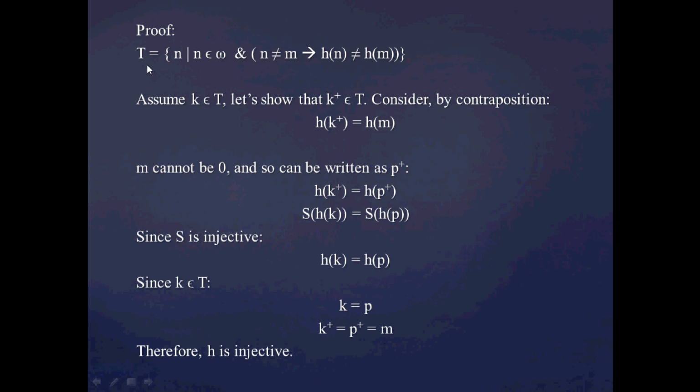It's an inductive subset of the natural numbers, and therefore it's equal to the natural numbers. And that gets us to the conclusion that h is injective. Since we know that h is injective, to show that h is bijective, we just have to show now that h is surjective. And that's to say that the range of h is equal to N.